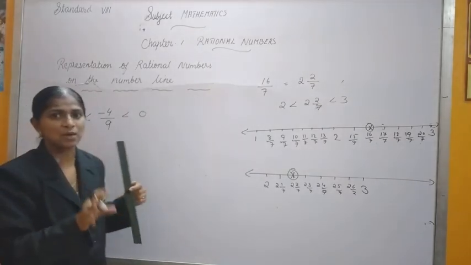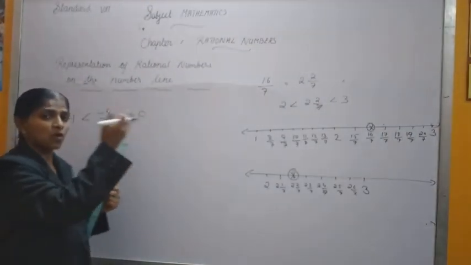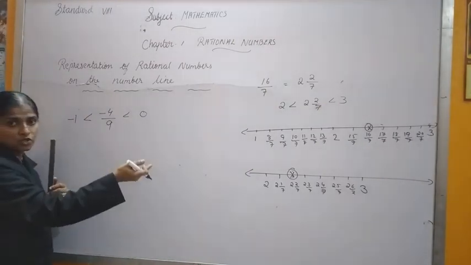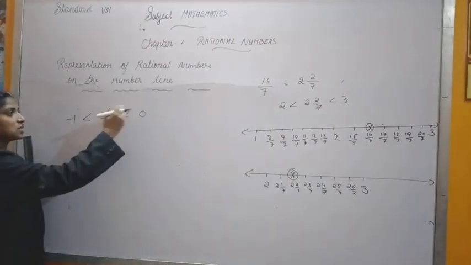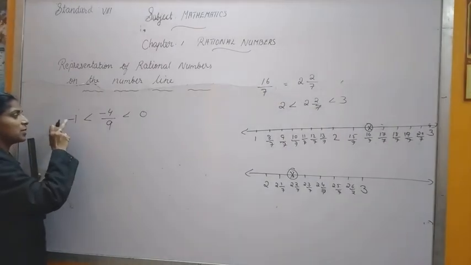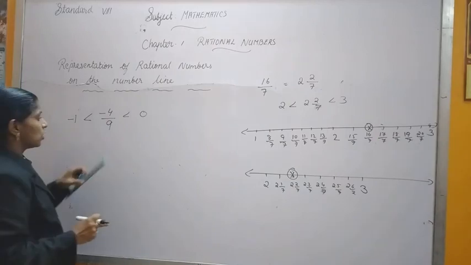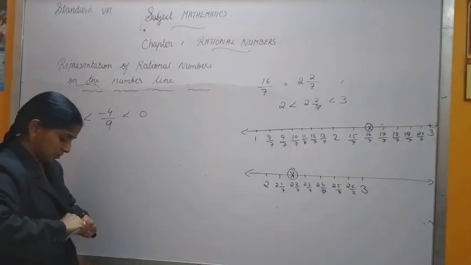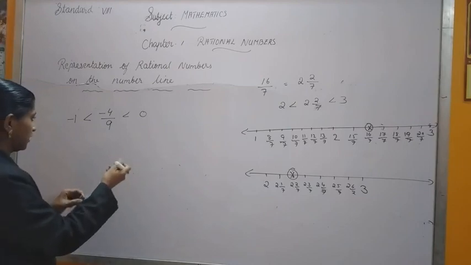When we represent a point on the number line, the smallest number should be on the left side and the largest number should be on the right side. So 0 is on the right side and minus 1 is on the left side. That's why we write minus 1 here. And now for this, we draw a number line. First we draw the line.